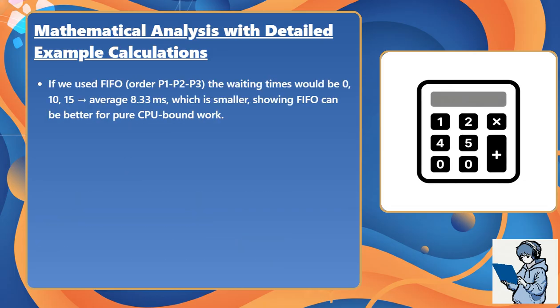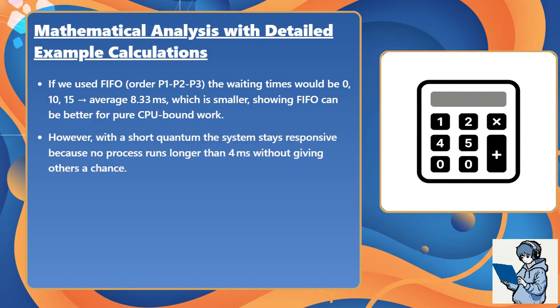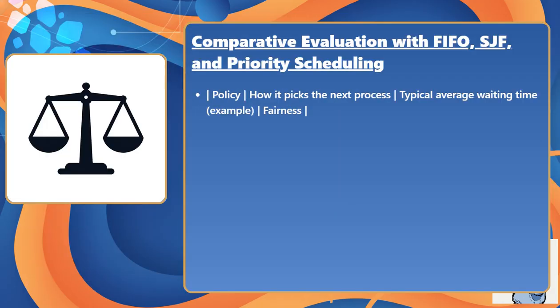If we used first in first out order, P1-P2-P3, the waiting times would be 0, 10, 15, with an average of 8.33 milliseconds, which is smaller, showing first in first out can be better for pure CPU-bound work. However, with a short quantum, the system stays responsive because no process runs longer than 4 milliseconds without giving others a chance.